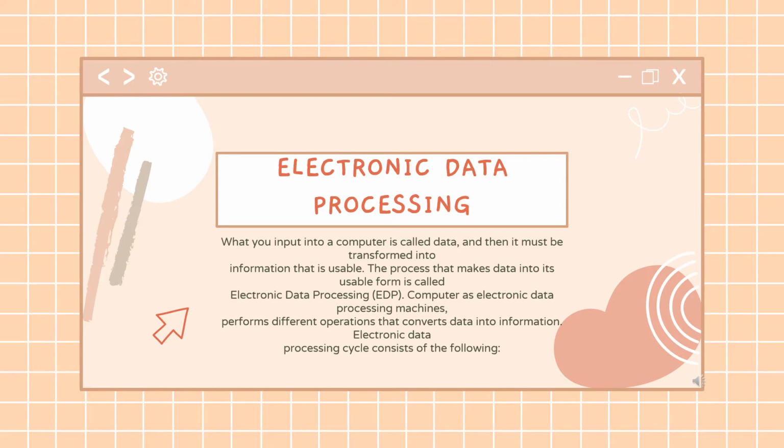Next is electronic data processing. What you input into a computer is called data, and then it must be transformed into information that is usable. The process that makes data into its usable form is called electronic data processing, or EDP for short. Computers as electronic data processing machines perform different operations that convert data into information. The electronic data processing cycle consists of the following.